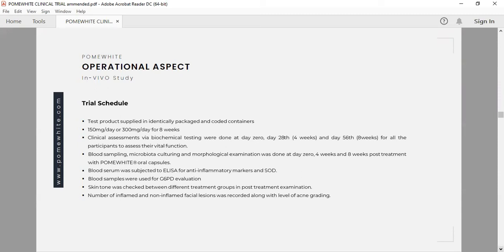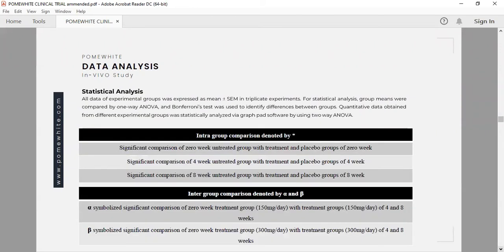Skin tone was checked in different treatment groups in the post-treatment examination by a dermatologist, and the number of inflamed and non-inflamed lesions was also recorded in order to check the level of acne. And then some of the parameters of the level of acne were also calculated with the help of different types of questionnaires.